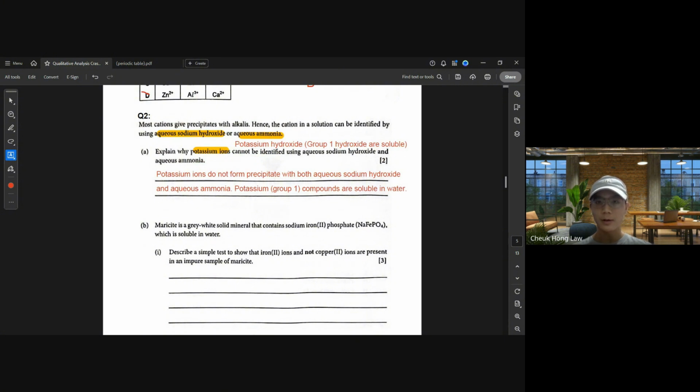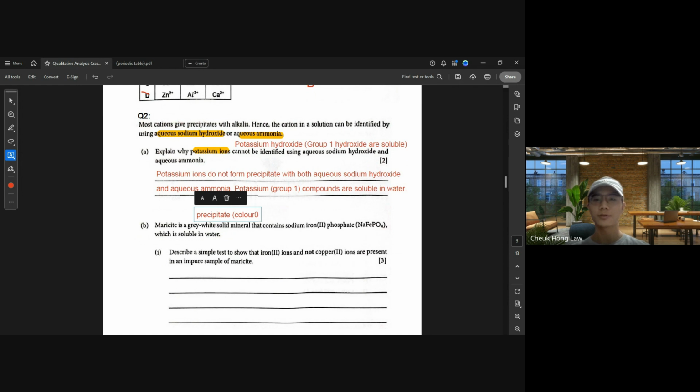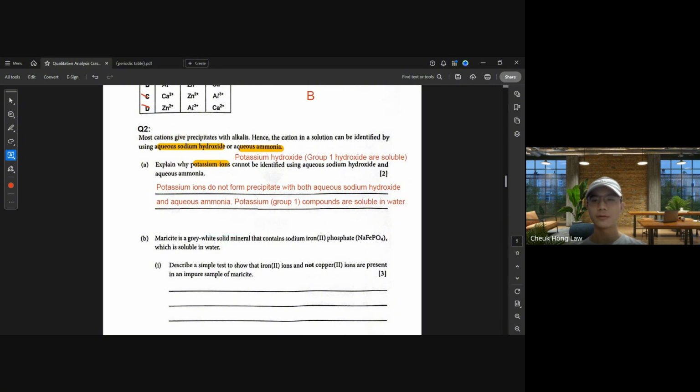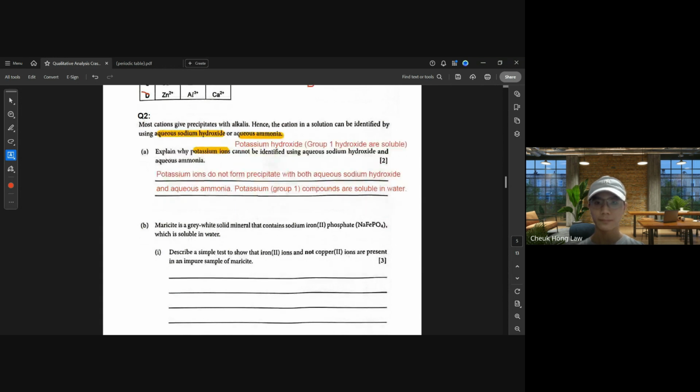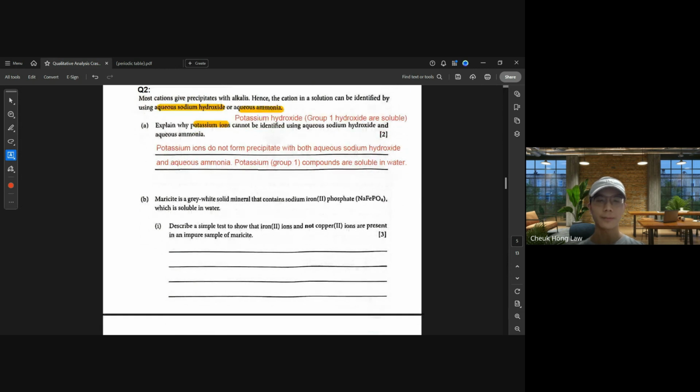So let you copy this down. So the only reason why we can test for cations, right, is because they have precipitate. Okay, then they have a color that we can use to identify. Okay. So we can actually observe. But if you just form a solution, you cannot observe anything, right? Because it's colorless. Yeah. That's why we cannot test for potassium ions. Okay, 30 more seconds, then I'll go through part B.